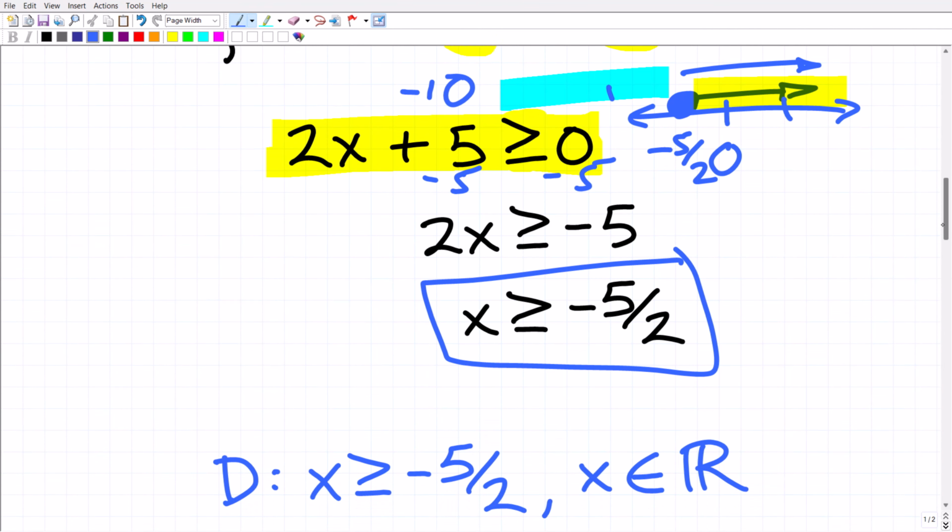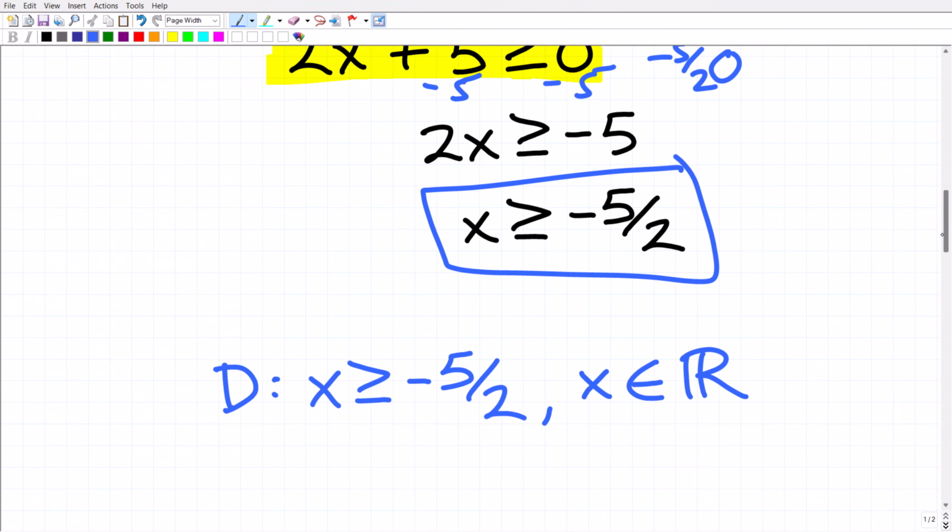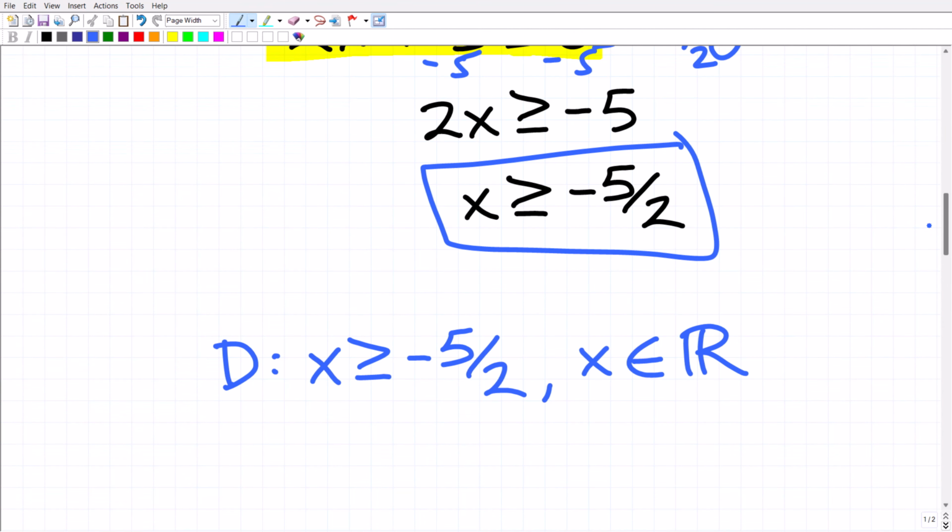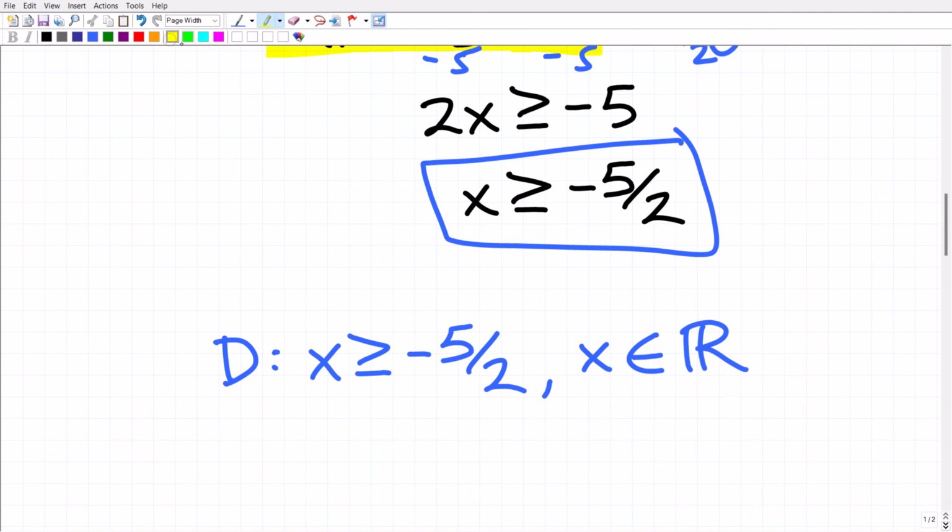Now all we have to do is express our domain, and there are different ways you can do this. You can use interval notation, but here is a nice simple way you can express the domain of a function. So you can say the domain is all x's that are greater than or equal to negative 5 halves, such that x is an element or part of the real number system.